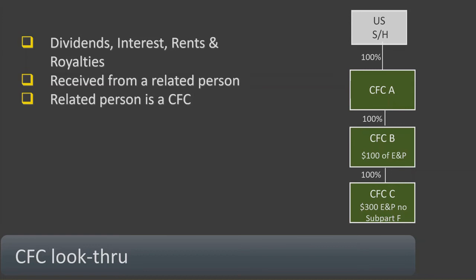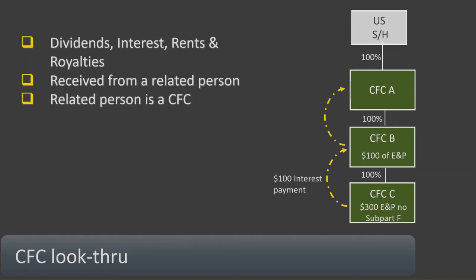CFC B, on the other hand, before receiving any related party payments, receives $100 of book income from sales within its own country. If CFC C pays interest of $100 in the year to CFC B, because CFC C has no Subpart F, when the interest income is received by CFC B, it will not be Subpart F. It'll be excluded from foreign personal holding company income under this exception. In other words, CFC B will now have $200 of E&P, of which none is Subpart F.